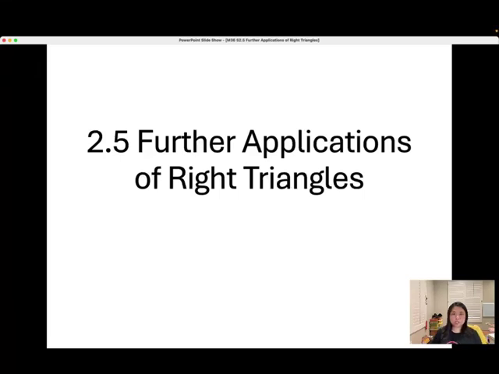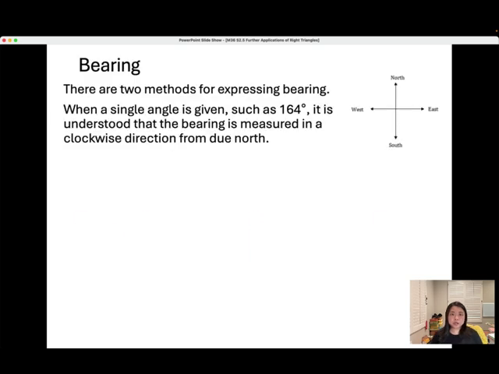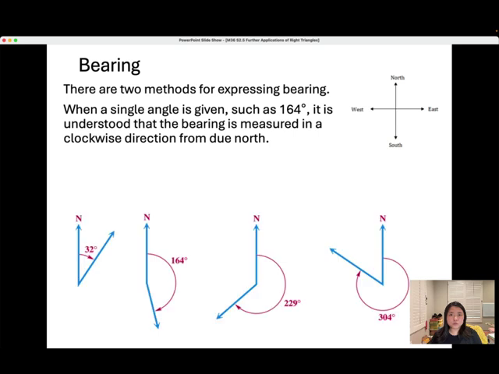Section 2.5, Further applications of right triangles. Bearing. There are two methods of expressing bearing. Look at the first method. When a single angle is given, such as 164 degrees, it is understood that the bearing is measured in a clockwise direction from due north.